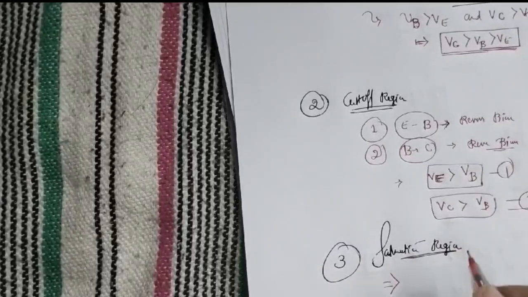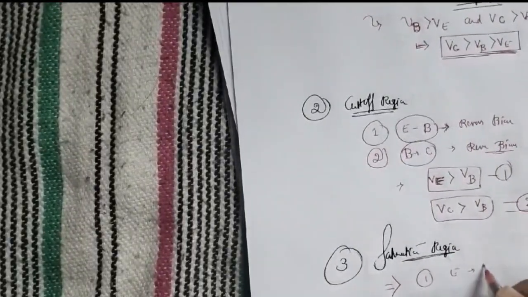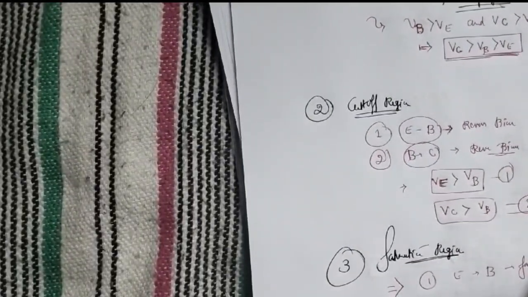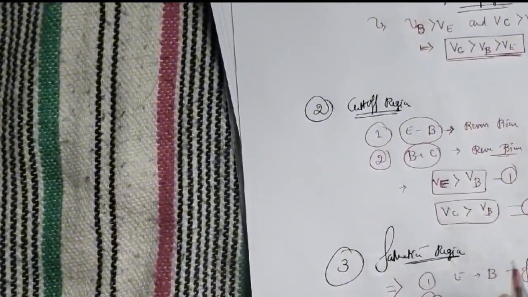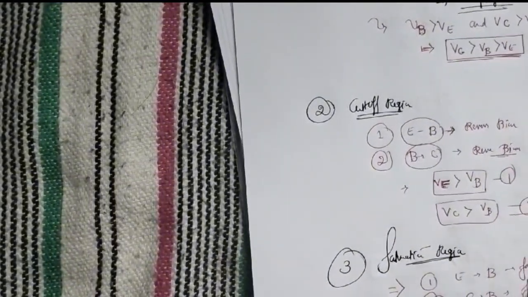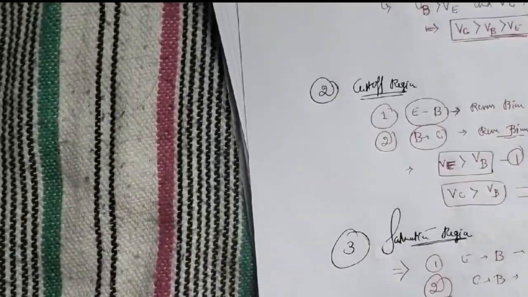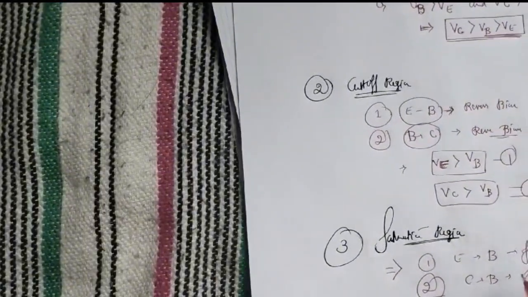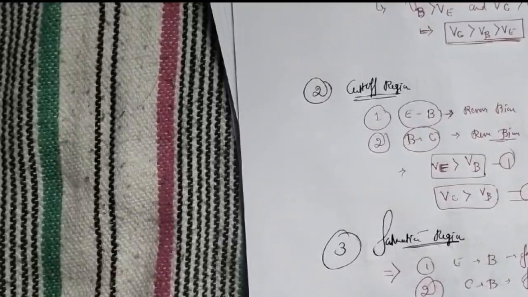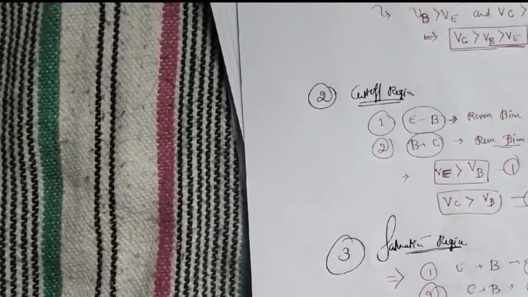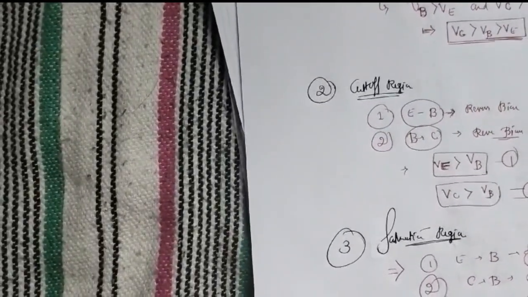So for saturation region, we have emitter to base forward bias and collector to base again forward bias. Also we have VB greater than V. We are just writing the short form for using this as a saturation region. Okay, so these are the three regions in which this BJT transistor, either NPN or PNP, can be used according to the requirement.